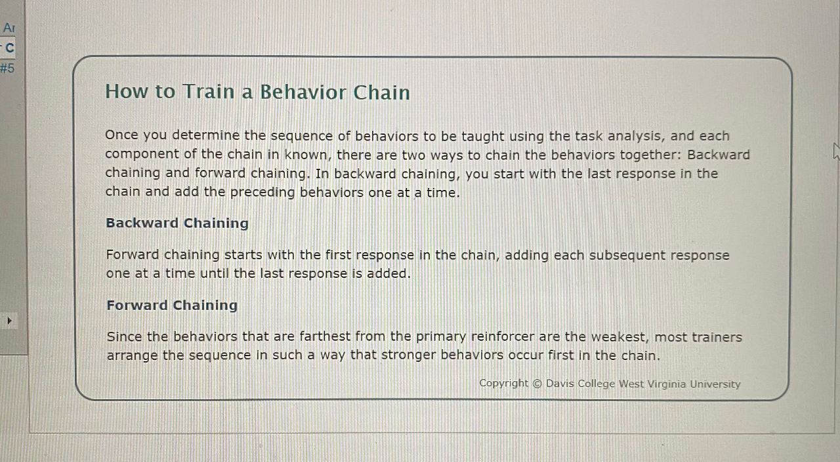Since the behaviors that are farthest away from the primary reinforcer are the weakest, most trainers arrange the sequence in such a way that stronger behaviors occur first in the chain.